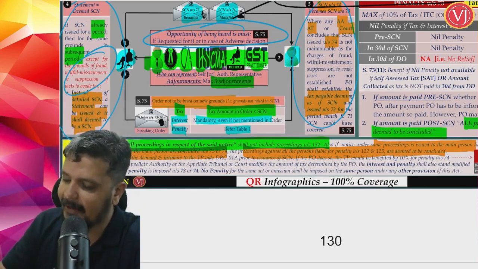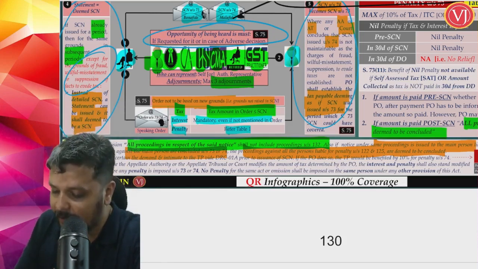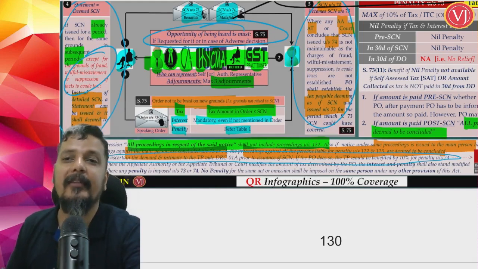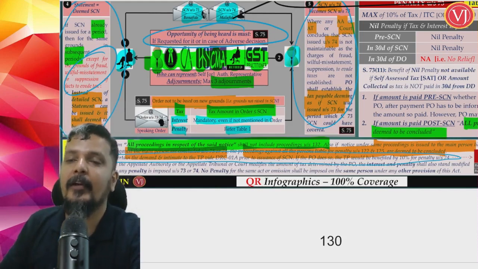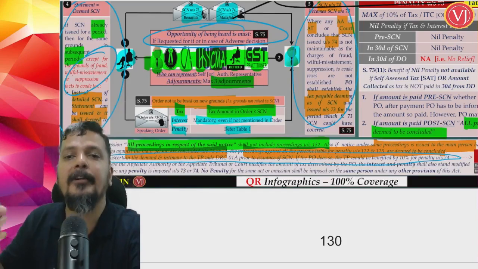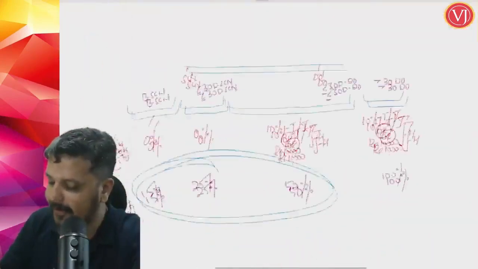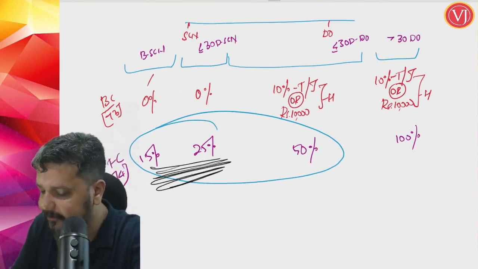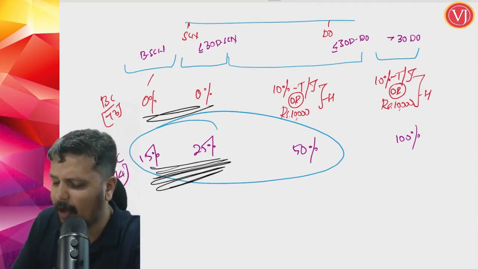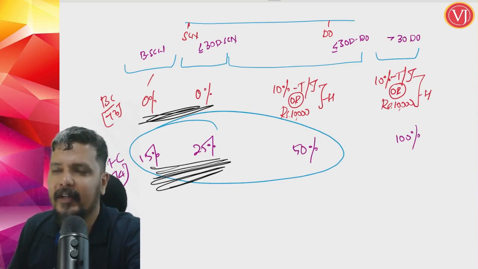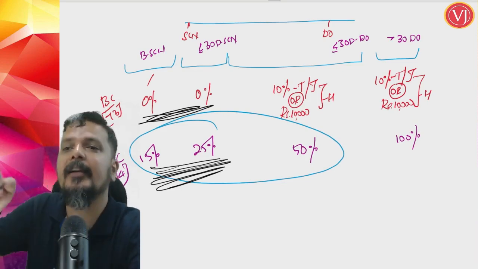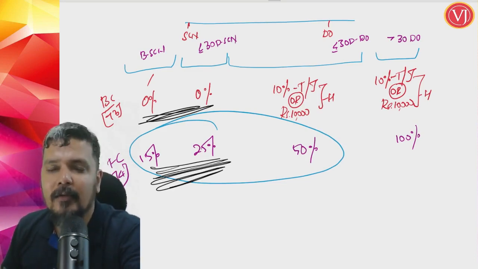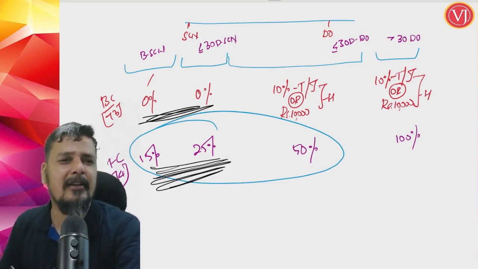Now understand that at times the officer will give DRC 01A before giving show cause notice. That will result in some benefit. Why? If you are given an opportunity before show cause notice, you can take the benefit of reduced penalty, and this benefit will be there only in fraud cases. This benefit will not be there in a bona fide case. If it is a bona fide case, it really does not make any difference.